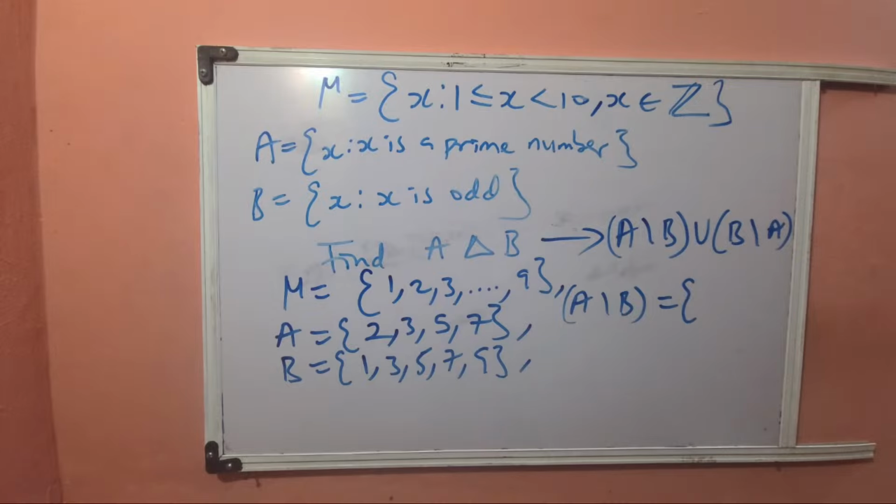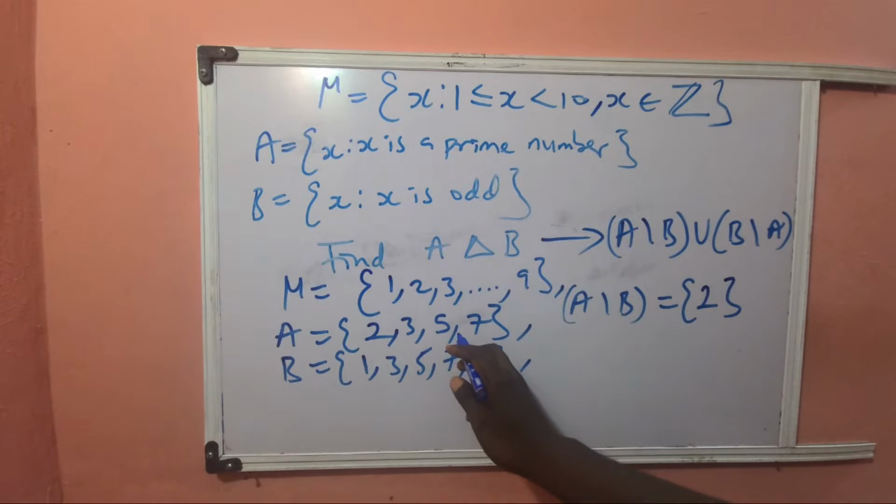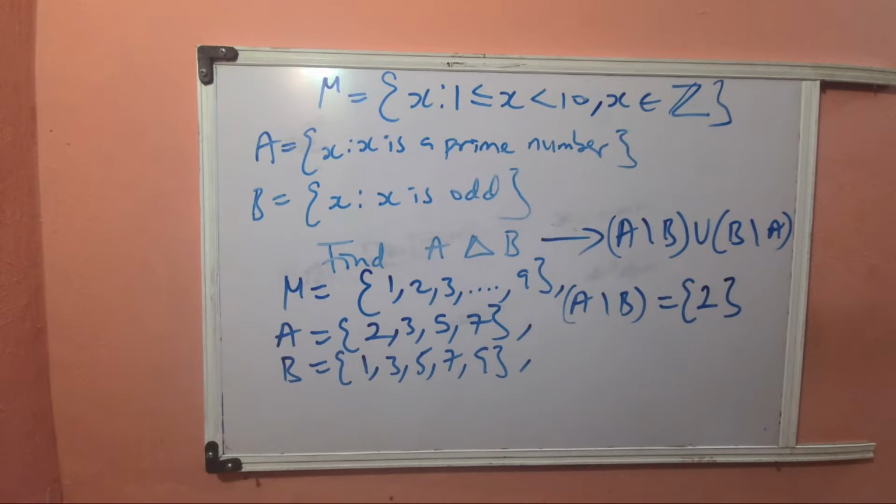Let's see those values that are in A but not in B. We can see 2 is in A but not in B. What else do we see there? Nothing else. We're done with A not in B because that's the only thing we can see there. Only 2 is in A but it's not in B. The rest, 3, 5, and 7, are in B also. So it's only 2 that is in A but not in B.